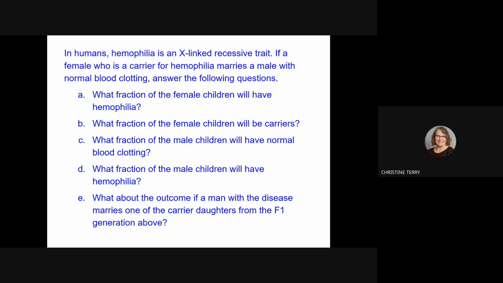And then the last part, what if a man with the disease marries one of the carrier daughters from the F1 generation above? So I'm going to go to the next slide. Well, that is a big box. Okay.